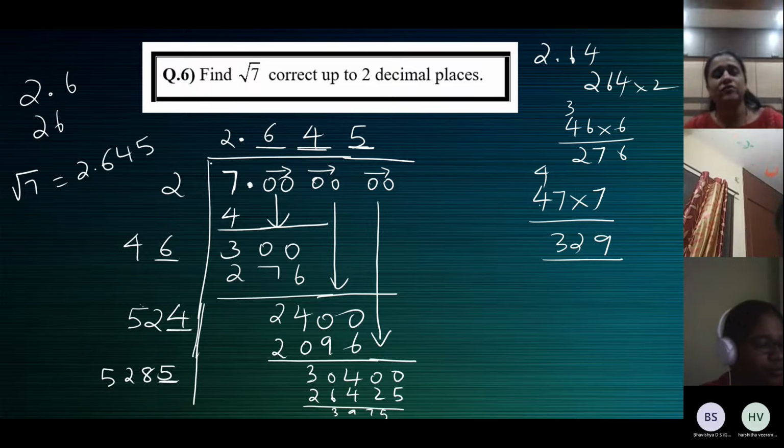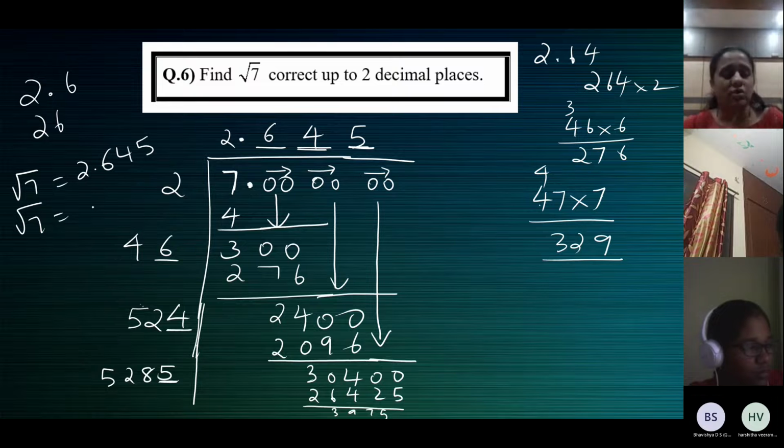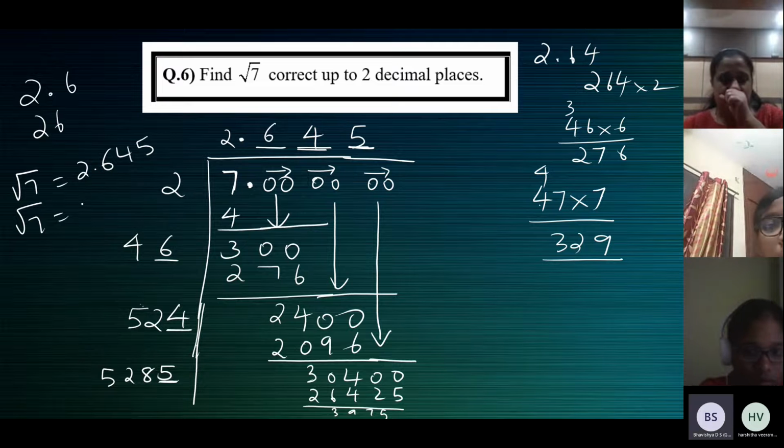You should always find, if you have to find up to 2 decimal places, find up to 3 decimal places and round it to 2. So round off to 2 decimal places, children.